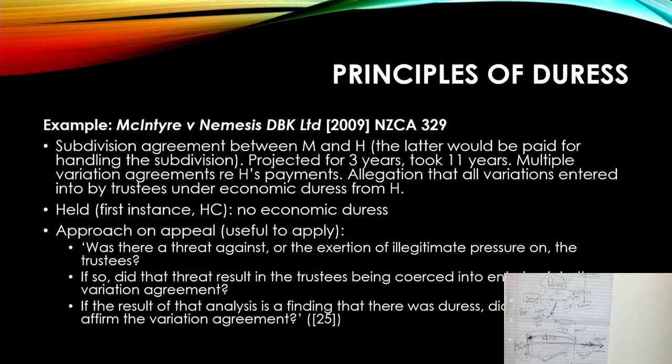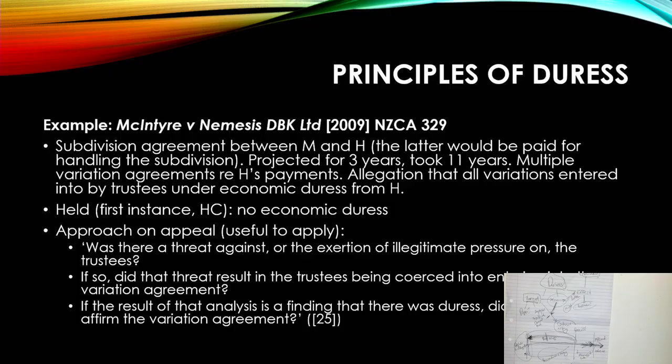All right, I'm not going to go through McIntyre because you can read that, but now that you've got the roadmap, you can read and understand what happened here. I'll very briefly give you what happened, and then you can go back and read it if you haven't, okay? So here what you have is a subdivision agreement, again very common in New Zealand, and the agreement at issue was between the developer and the project manager, the one who's going to arrange the development, right? The project is aimed for 3 years, takes 11 years. Again, not uncommon. There were variation agreements about the project manager's payments, right? So they varied his contracting agreement.